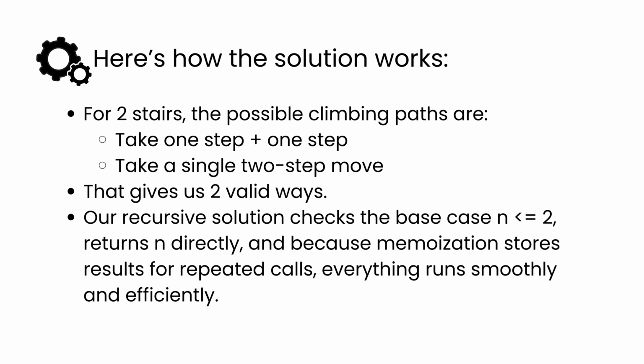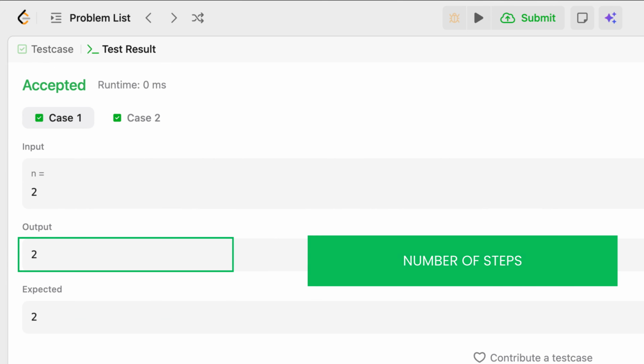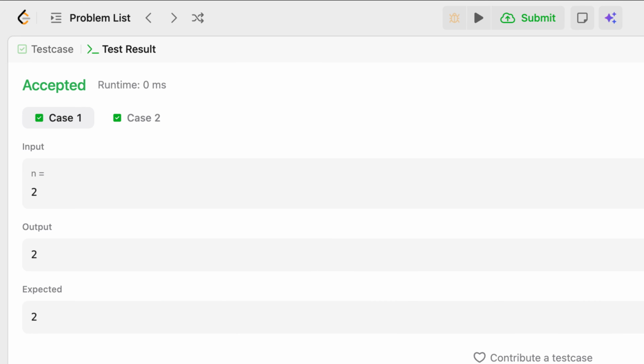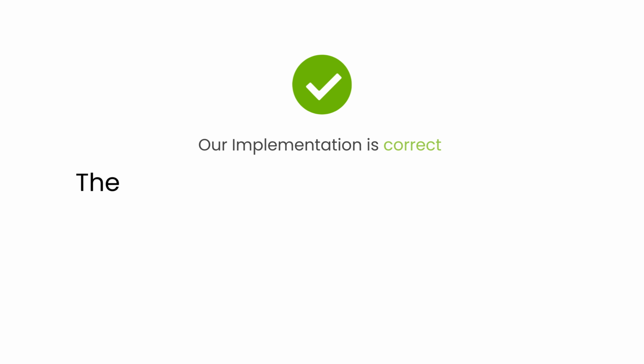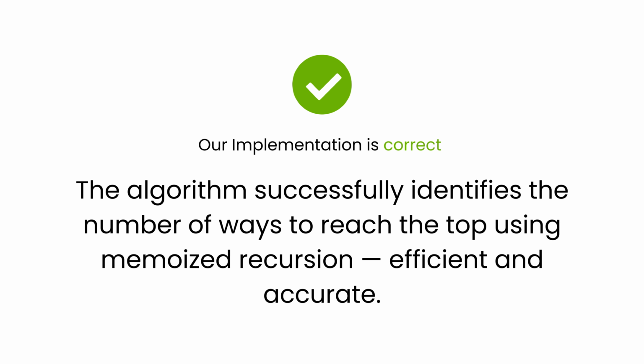Our recursive solution checks the base case n less than or equal to 2, returns n directly, and because memoization stores results for repeated calls, everything runs smoothly and efficiently. And that's exactly what our program outputs, 2. And the expected result also matches perfectly, 2, confirming that our memoized recursion behaves exactly as intended. So, our implementation is correct. The algorithm successfully identifies the number of ways to reach the top using memoized recursion, efficient and accurate.